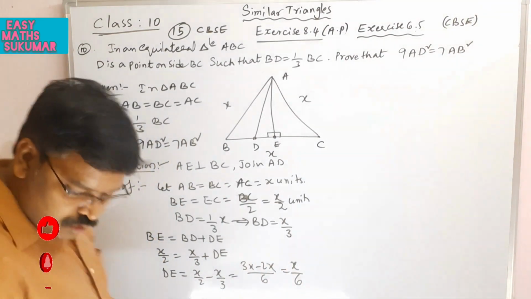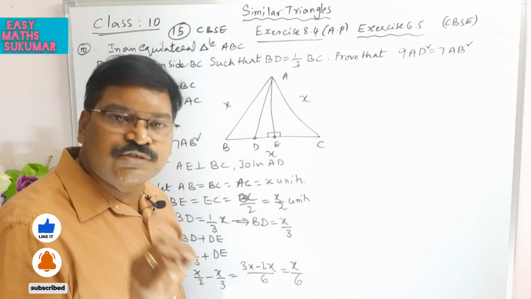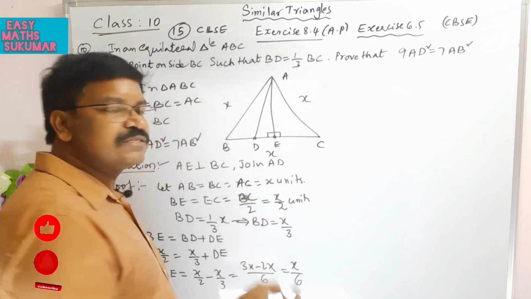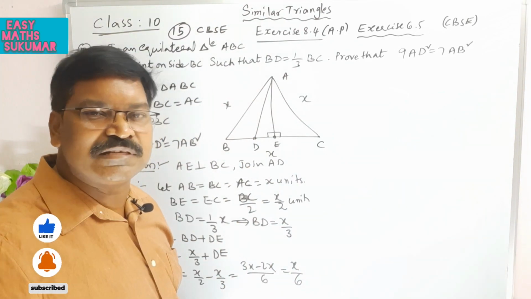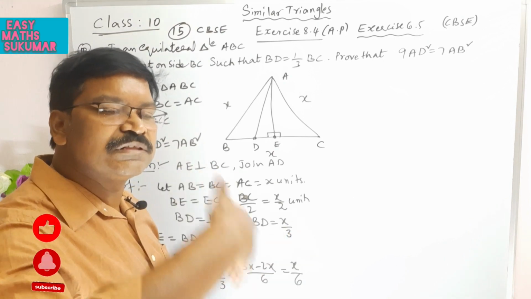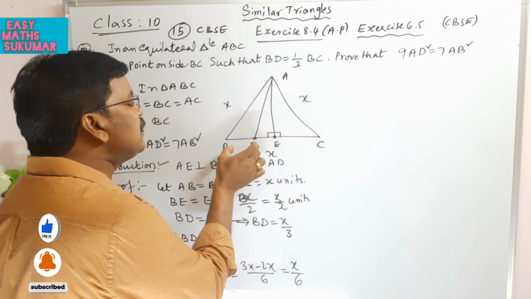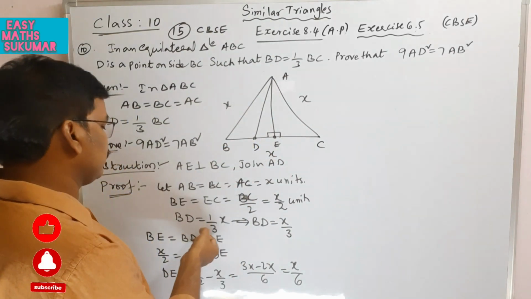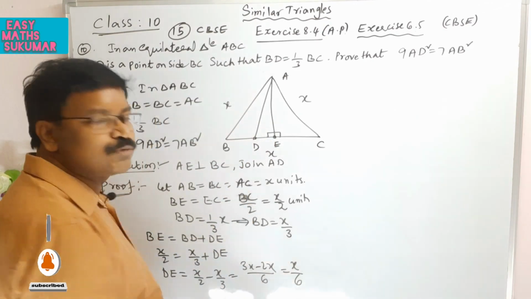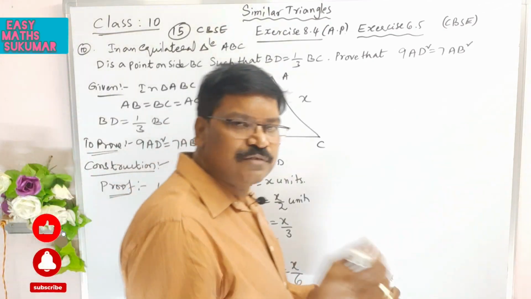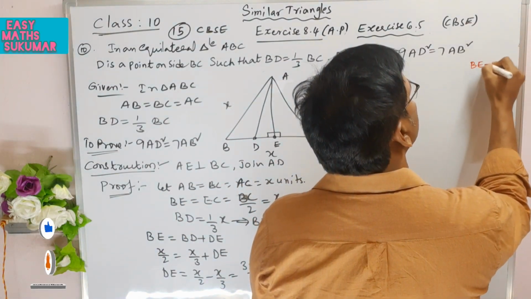Okay. So my dear students, BC is small x units. BE is x by 2 units. Why? The E is the midpoint of BC. We already proved that in the third sum. So this BE is x by 2 and this BD is 1/3 of BC, that means x by 3, and this DE is x by 6. Just I will write with a red pen here. BE is x by 2.